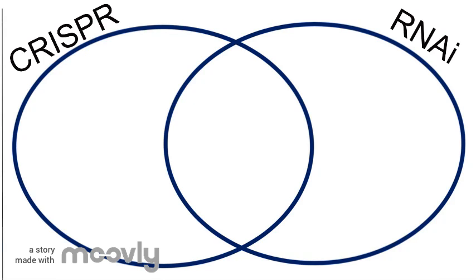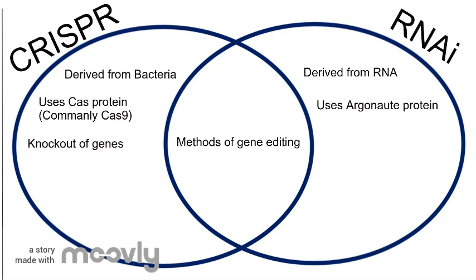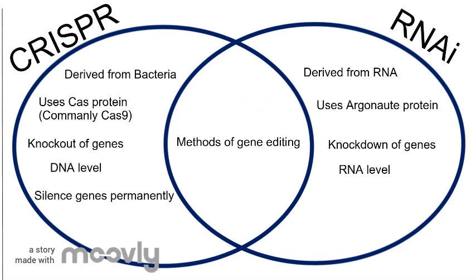When comparing and contrasting, RNAi and CRISPR are both methods of gene editing, but have very different mechanisms. CRISPR is derived from bacteria, while RNAi is derived from RNA. CRISPR uses Cas protein, while RNAi uses Argonaute protein. CRISPR is involved in the knockout of genes, and RNAi is involved in the knockdown. CRISPR is applicable at the DNA level, and RNAi is applicable at the RNA level. CRISPR silences genes permanently, and RNAi temporarily. Lastly, CRISPR has low off-target effects, and RNAi has high.